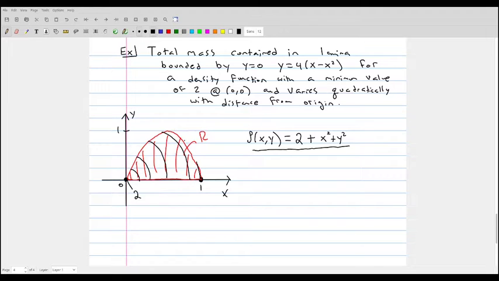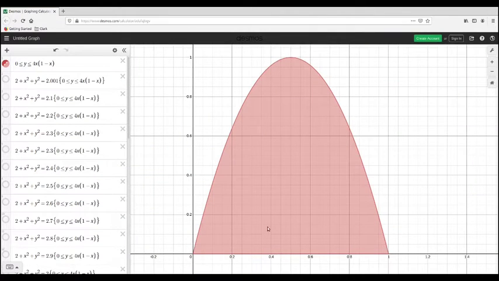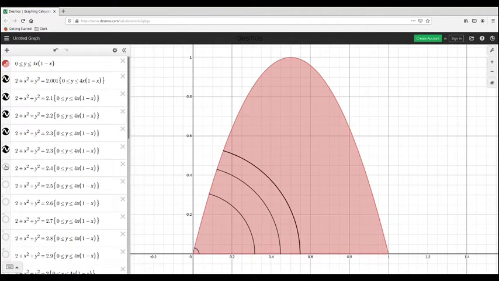This can be made a little more clear by looking at the exact domain in a level curve plot associated with the domain itself. So if we open up this Desmos plot of the domain itself, and add in some level curves, this first level curve is 2.001. The next one right here is 2.1, 2.2, 2.3, and so on and so forth.